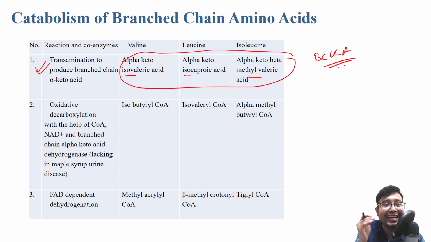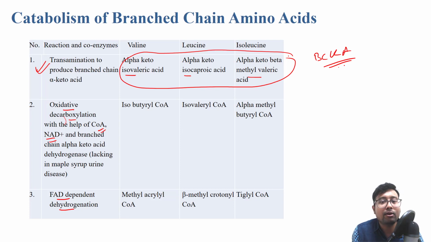Okay, so branched chain amino acid will be converted to branched chain keto acid in the first reaction. Next, what you don't need to remember, but still I'm telling you, is that they undergo oxidative decarboxylation with the help of coenzyme A and NAD plus. You don't need to remember this. But the next reaction, that is FAD dependent dehydrogenation, you need to remember. Why? I'll tell you just after a moment.